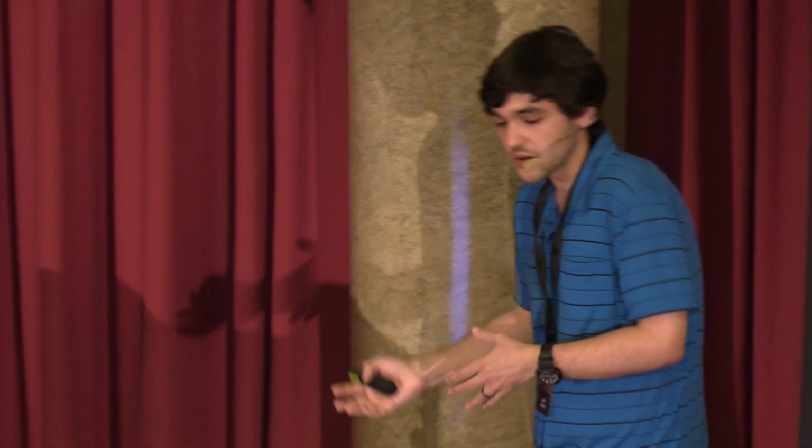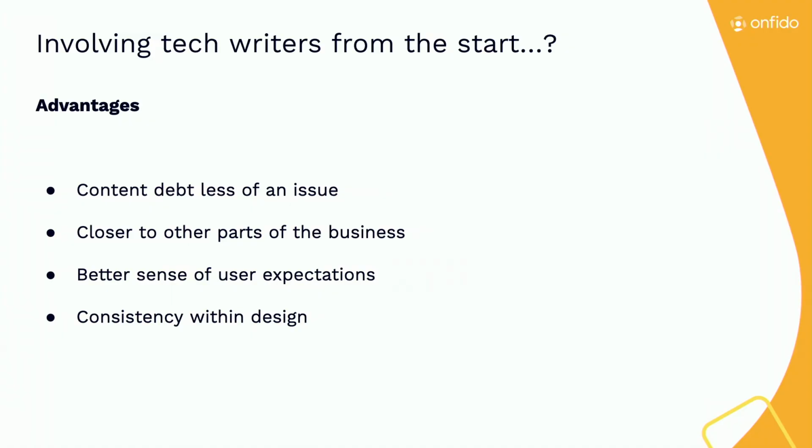But some advantages of this: content debt, by which I mean the idea that you might release something without describing it very well in your UX content or DX content, such as docs. Content debt is not really an issue if you have tech writers from the start, in theory. In my experience, tech writers do tend to be closer to other parts of the business or organization. They do tend to have a better sense of user or developer expectations, and they do tend to be very good at establishing consistency within content design and design as a whole.